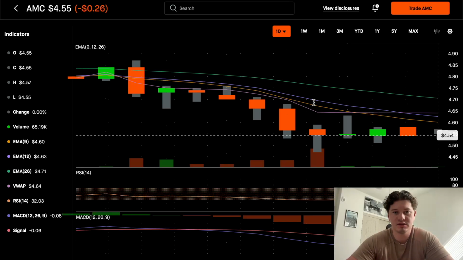Our levels of resistance, there's quite a few, and we might break through some more easily than others, but we're going to want to look at 4.60, 4.63, and 4.71. Those are all going to be our 9, 12, and 26-day EMAs. Our psychological level is going to be the $5 mark, and if we break above that, then the next one to watch is going to be the $5.78 mark.